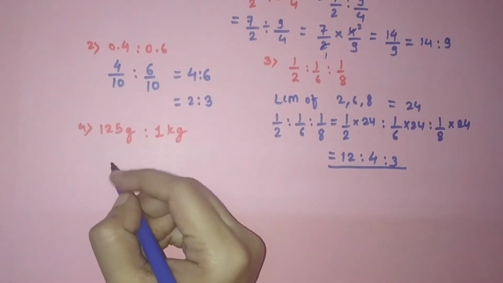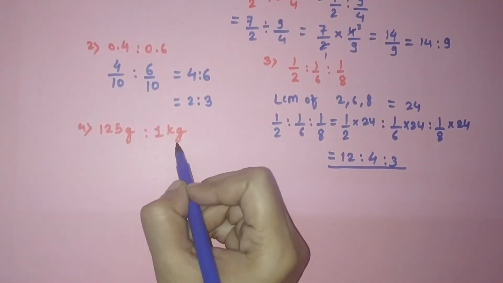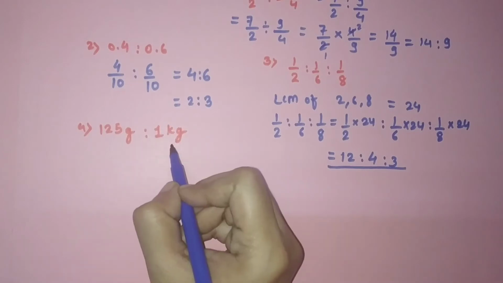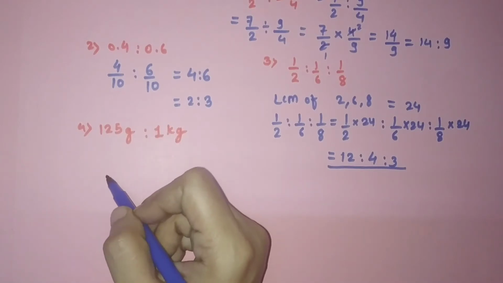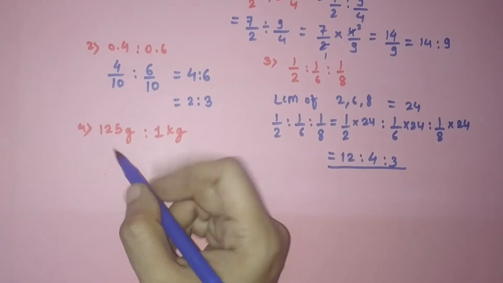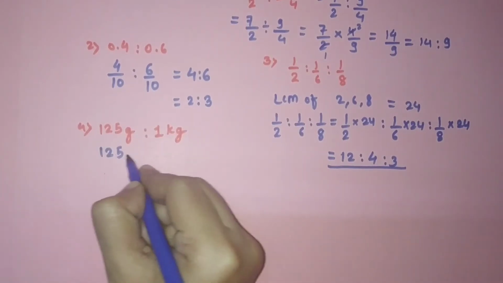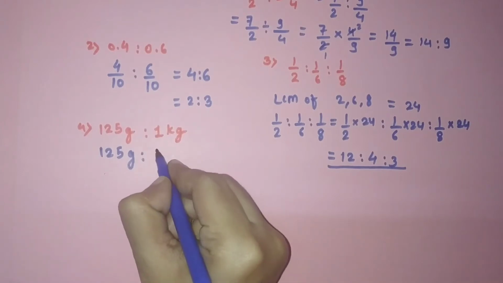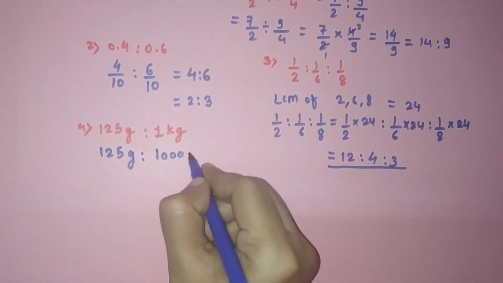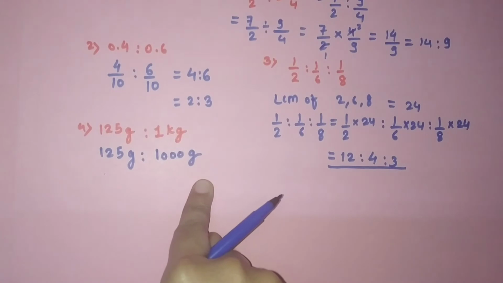So friends, now we'll take 125 gram is to 1 kg. Here the units are different, and we can do the comparison of quantities of the same kind which have the same units. So here we need to convert this kilogram into gram. We'll rewrite it: 125 gram is to 1 kg, which is equal to what? 1000 grams. So we have rewritten this question.